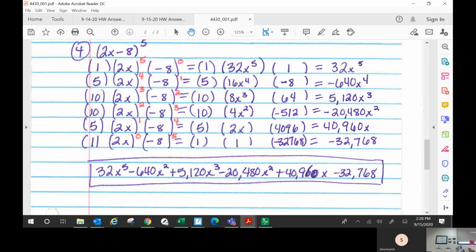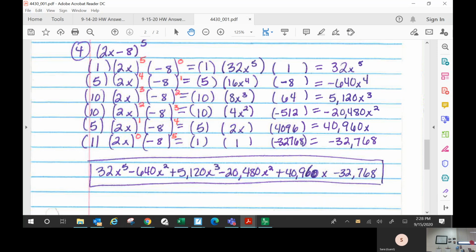(2x - 8) to the 5th power. You had to look at the 5th row in Pascal's triangle, which was 1, 5, 10, 10, 5, 1. And then we have 2x and we have negative 8. Since it's to the 5th power, we go down the elevator to 0. Then we go up the elevator when you're putting in your exponents.